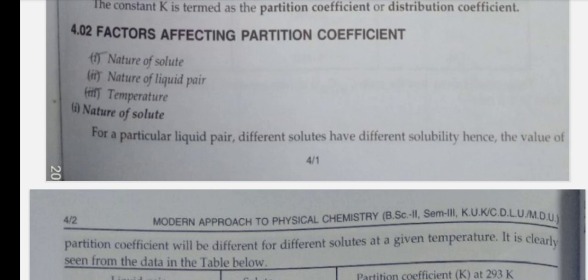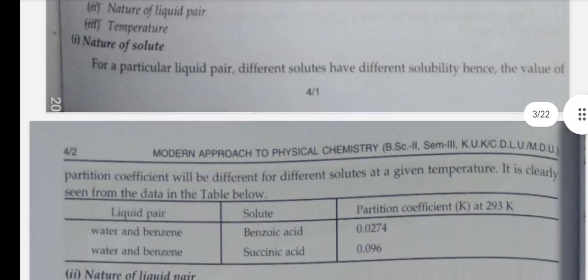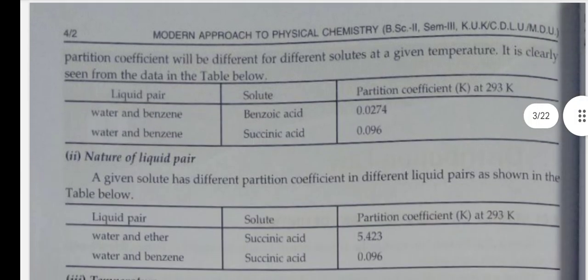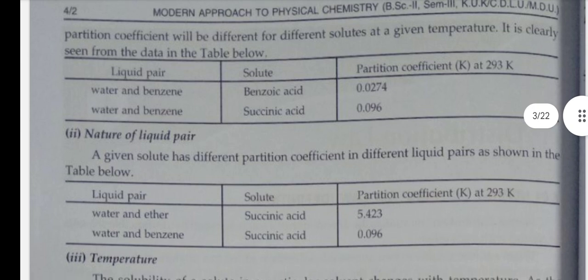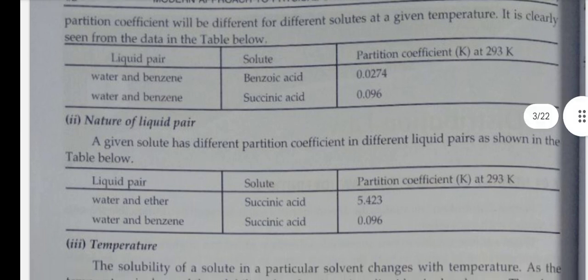Nature of solute. For a particular liquid pair, different solutes have different solubility. Hence, the value of partition coefficient will be different for different solutes at a given temperature. It is clearly seen from the data in the table given below. There are examples of solutes benzoic acid and succinic acid.